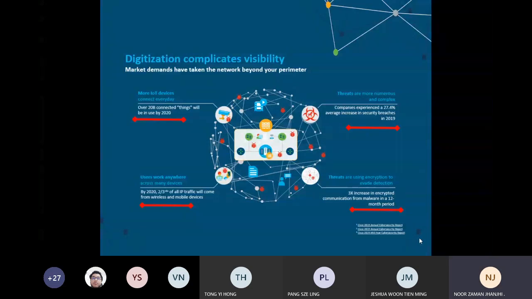It does not mean that at that time in 2019 the connected devices were only 100,000 or a million or something. We were very close to that figure at the time of the report as well. Number 2, they are suggesting that users can work anywhere across many devices. I believe the best example for that is what we are doing now.